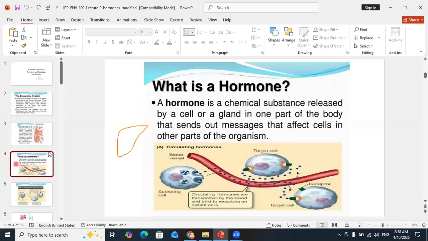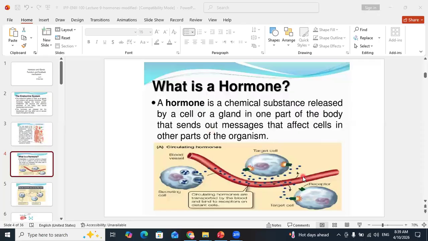Hormones are basically chemical substances. These chemical substances are released by the cells or a gland, and they are sent to a specific cell where they perform their particular function. In upcoming slides, we will do more about it. But right now, what we need to understand is that a hormone is basically a chemical substance. The cell that is releasing it is called a secretory cell, or we can call it a gland. And then these chemical messengers reach a specific cell.